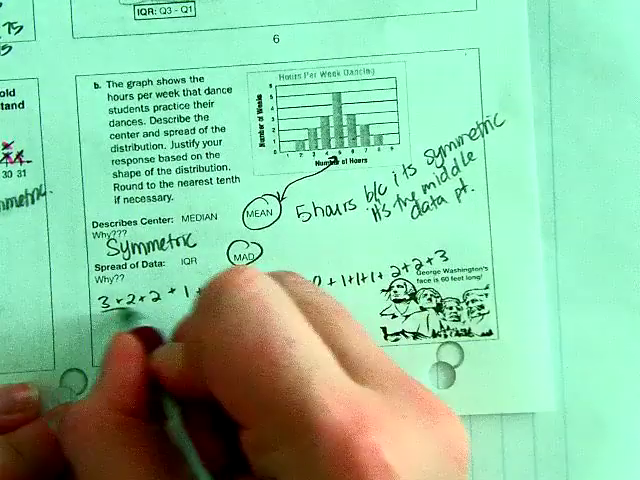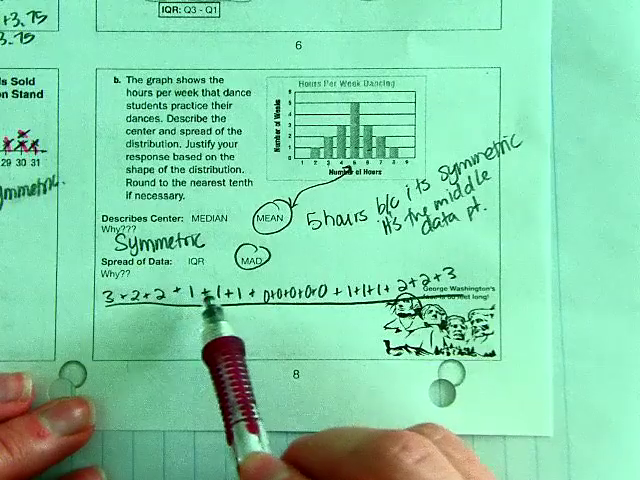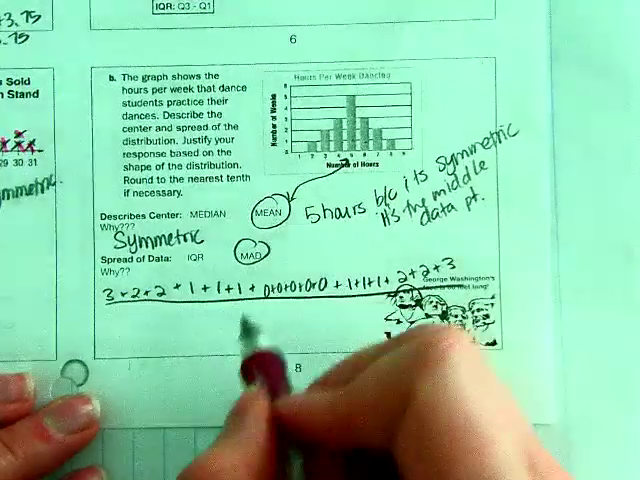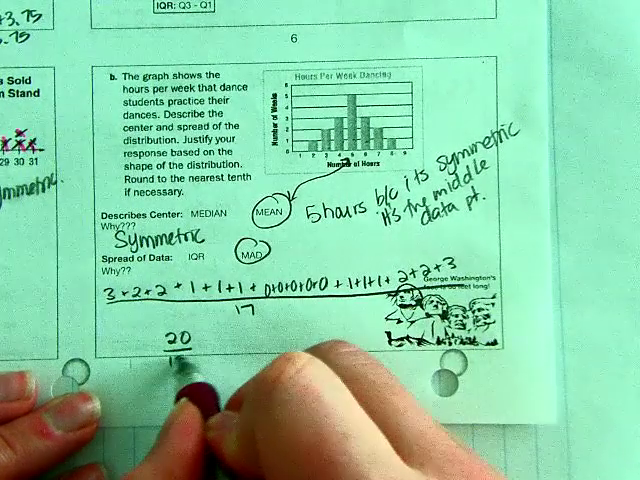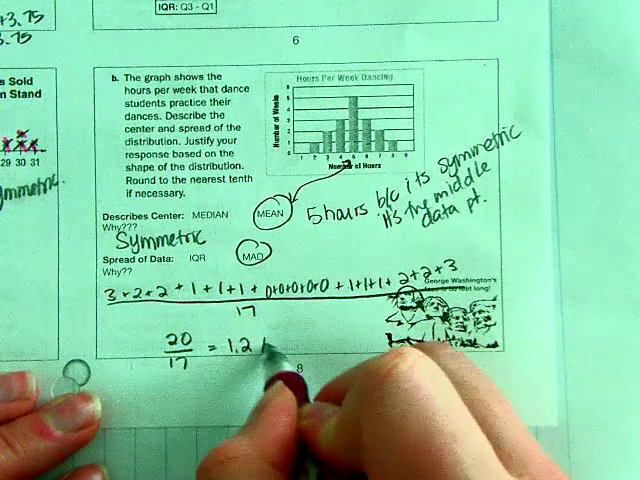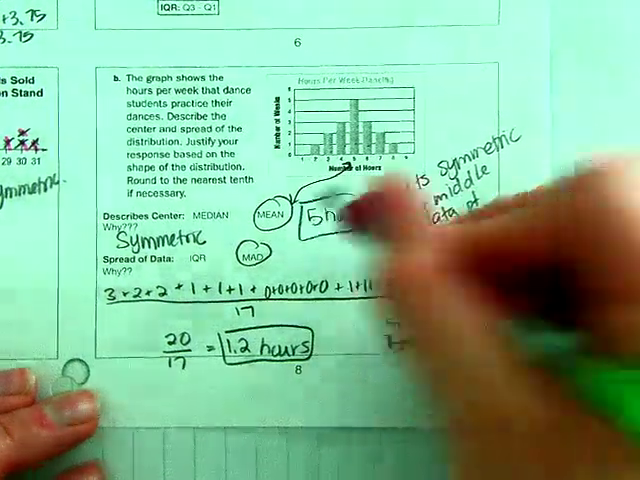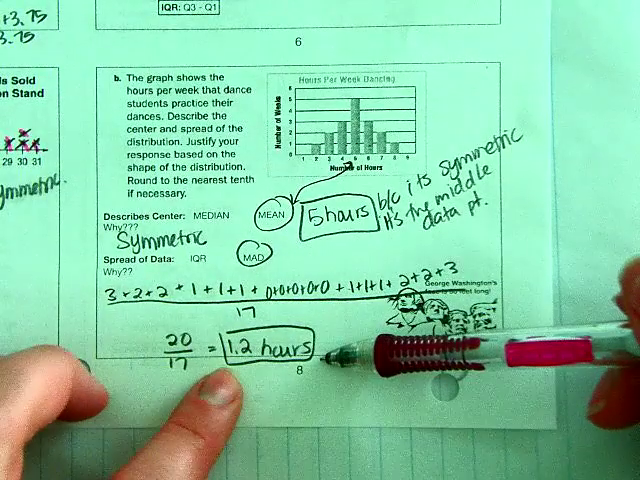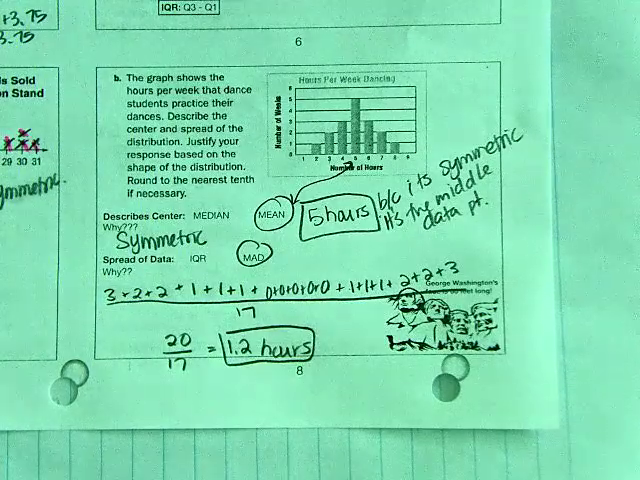And then I'm going to divide by how many there are. There are 1, 2, 3, 4, 5, 6, 8, 9, 10, 11, 12, 13, 14, 15, 16, 17. So I divide by 17. If I add all those up, I get 20. 20 divided by 17 is 1.2 hours. The student studies for an average of 5 hours, but some might go as low as 3.8, some might go as high as 6.2.